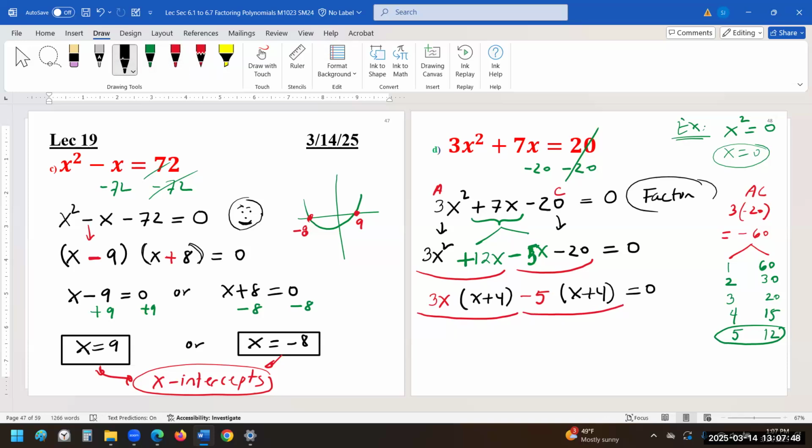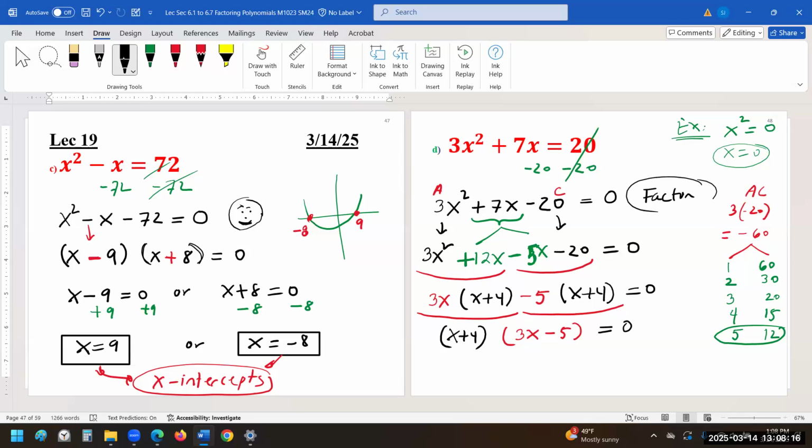So what do you see in both factors? X plus 4. So what remains in both groups? Three x and minus 5. So we brought everything to one side. We use the IC method to factor.